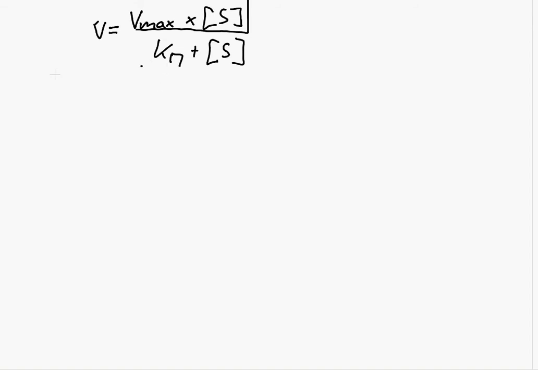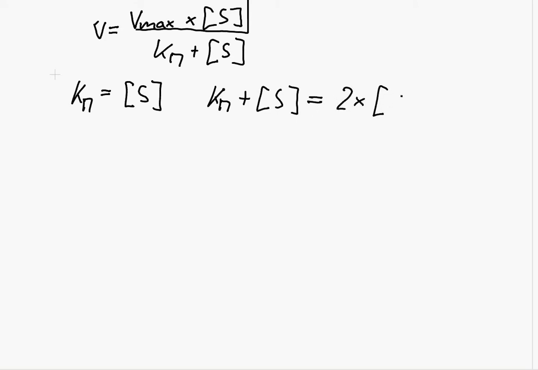Last but not least, let's have a look at what happens if Km is exactly the same as the substrate concentration. First, we've discussed if Km is much smaller than the substrate concentration. Then we discussed what happens if Km is much larger than the substrate concentration. Now we take the middle ground and ask what happens if Km is equal to the substrate concentration. Now we can write Km plus S in this case as exactly the same as 2 times S. All I did was substitute Km with S here.